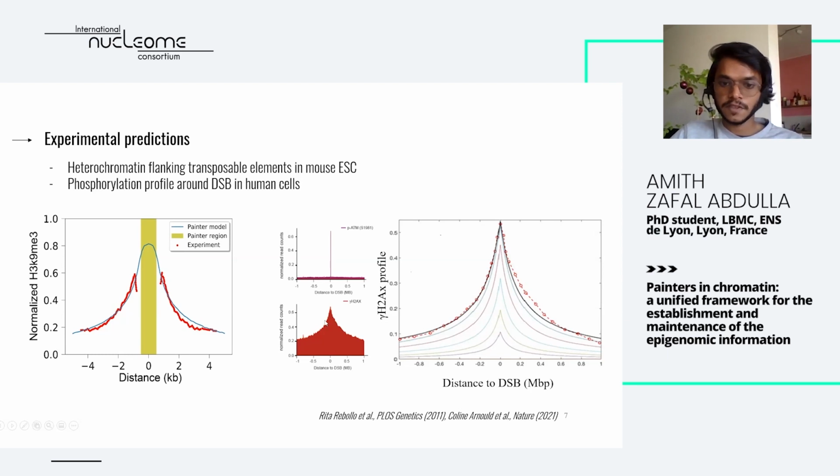This is an average over 80 cells. Here we can see that there is no reader-writer process because the enzyme is highly localized and the only recruitment is seen at the double strand break. So this is a classic example of the sequence-specific process, and we can very well predict this phosphorylation profile using our painter model.